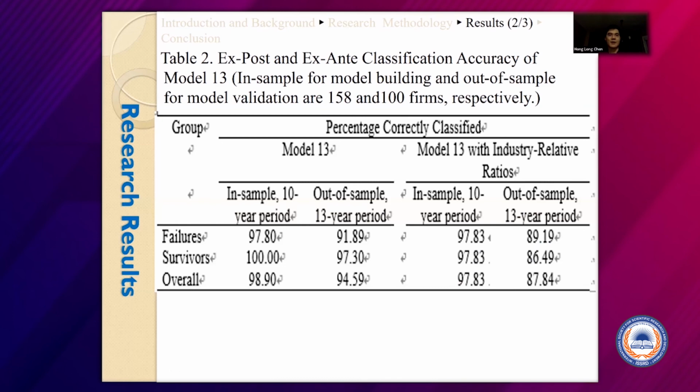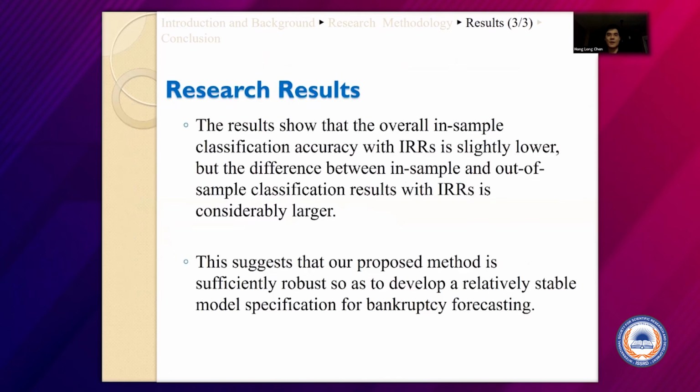Research results. The result shows that the overall in-sample classification accuracy with IRRs is slightly lower, but the difference between in-sample and out-of-sample classification result with IRR is considerably larger. This suggests that our proposed method is sufficiently robust so as to develop a relatively stable model specification for bankruptcy forecasting.